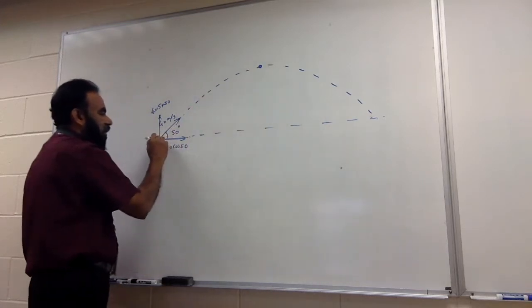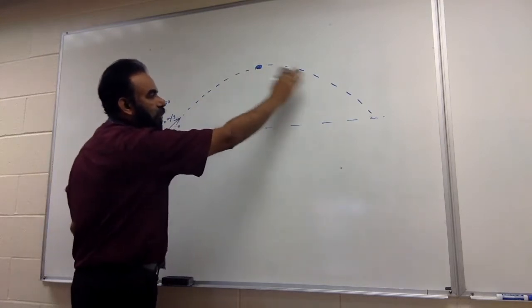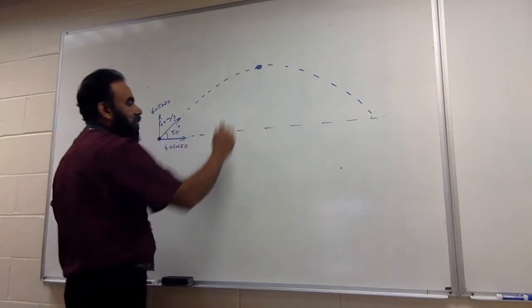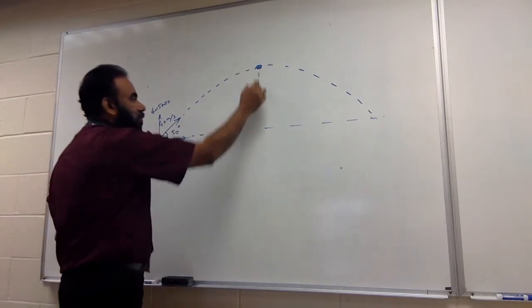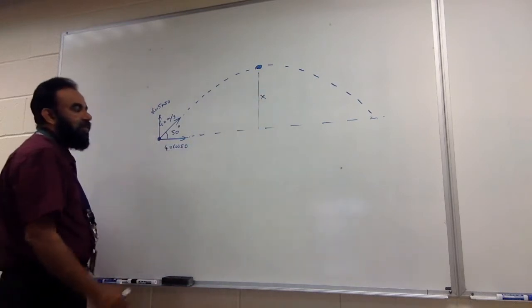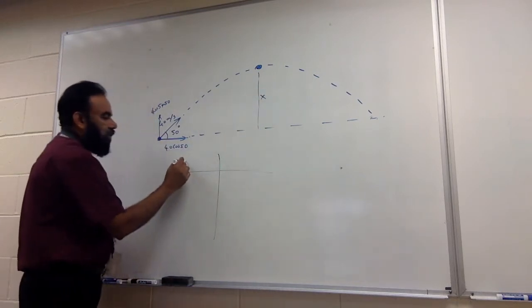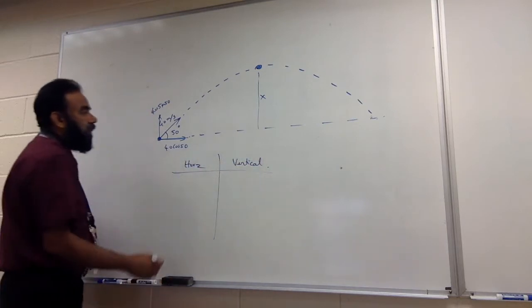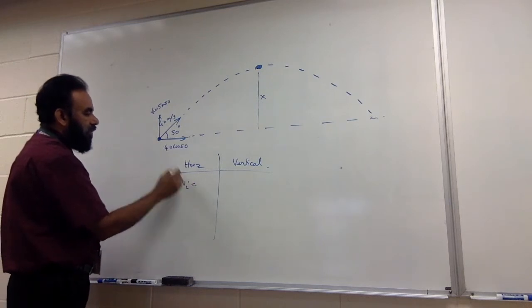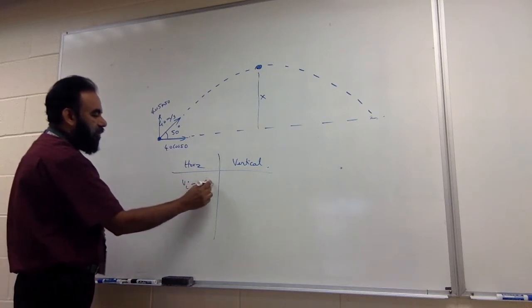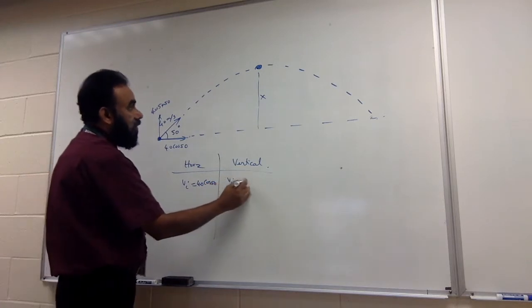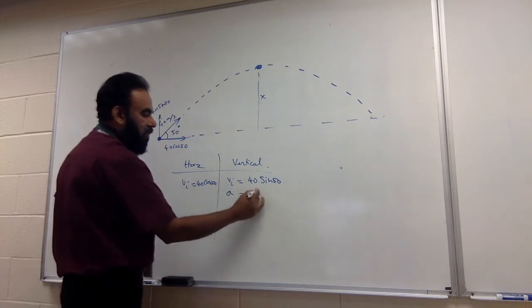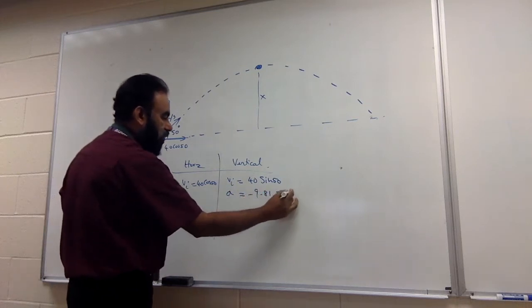So basically our problem starts here and ends here. We don't want to know anything about what's going on the other side. This is the initial position and this is the final position. We want to know how high it went. So what do you do for this? Horizontal, vertical, and then what is the initial horizontal velocity? That is 40 cosine 50. Initial vertical velocity is 40 sine 50. What is the acceleration? Minus 9.81 meters per second square.